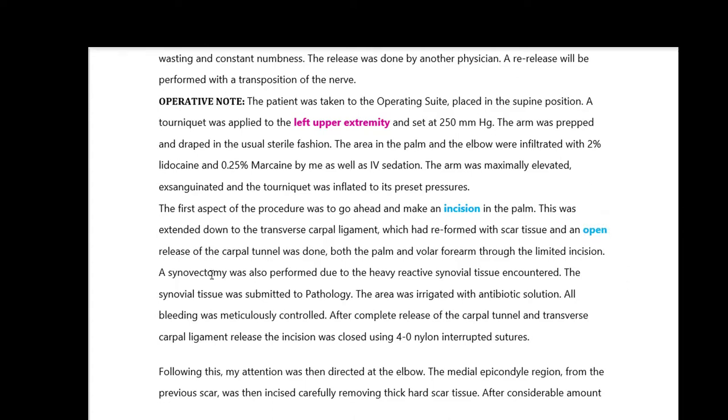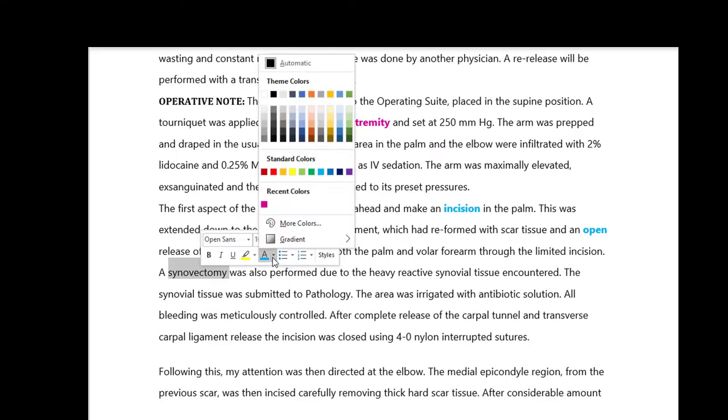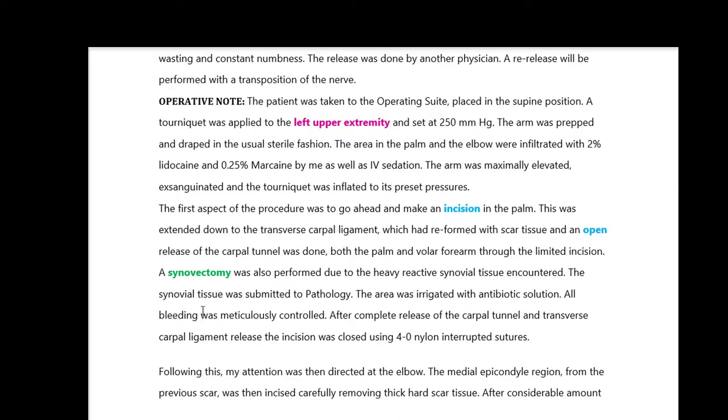A synovectomy was also performed due to the heavy reactive synovial tissue encountered. We're going to determine if we're going to code a synovectomy or not. So what you're determining is whether a synovectomy is included in this procedure that's normally done for the release of the carpal tunnel and the cubital tunnel.